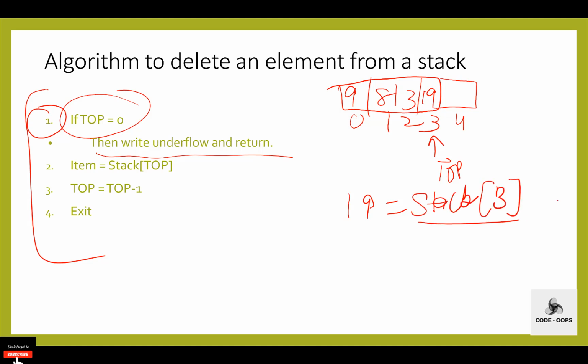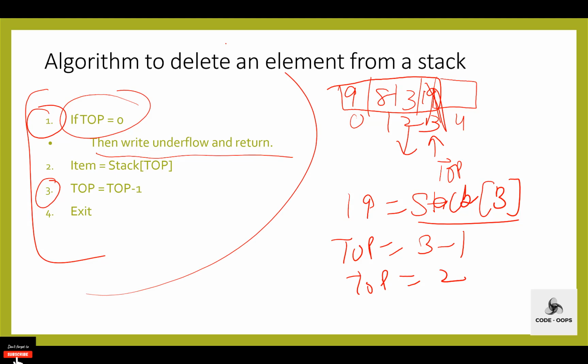Three is the top of the stack. Then decrease the value of top by 1. Top is equal to top minus 1. Top is 3. 3 minus 1, 2. After deletion, top become 2. This is a complete algorithm to delete an element from a stack.